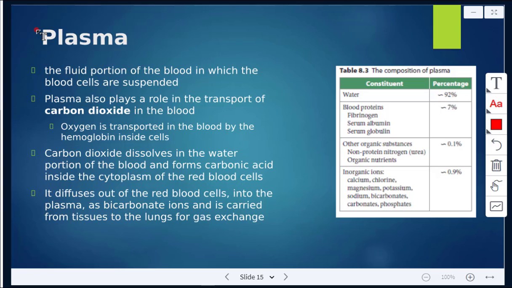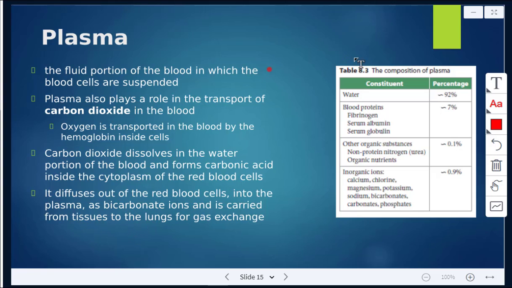All right, and then plasma is the fluid portion of the blood in which the blood cells are suspended. Plasma also plays a role in the transport of carbon dioxide in the blood. Remember that oxygen is transported in the blood by the hemoglobin inside cells. Carbon dioxide dissolves in the water portion of the blood and forms carbonic acid inside the cytoplasm of the red blood cells. It'll diffuse out of the red blood cells into the plasma as bicarbonate ions and is carried from tissues to the lungs for gas exchange.